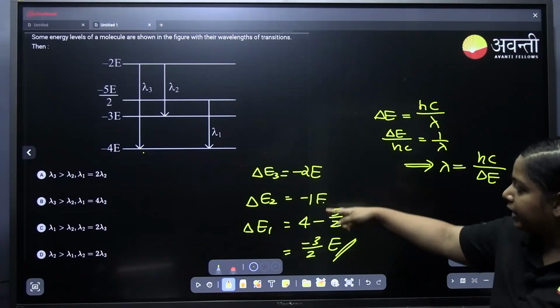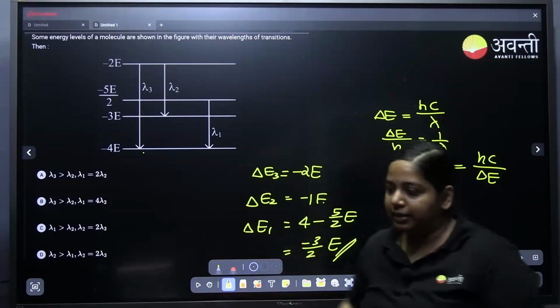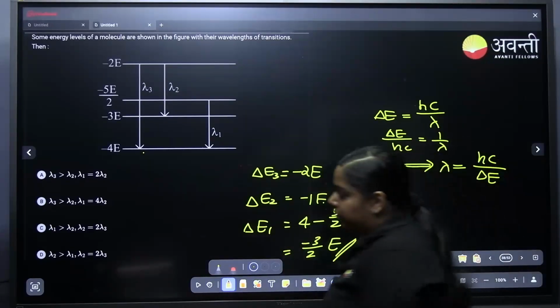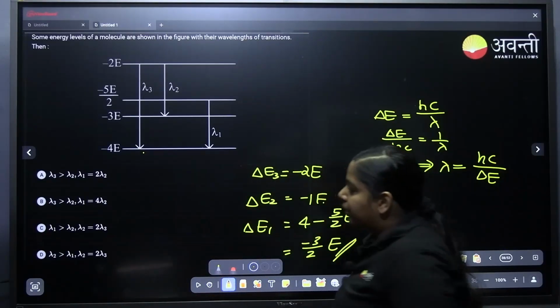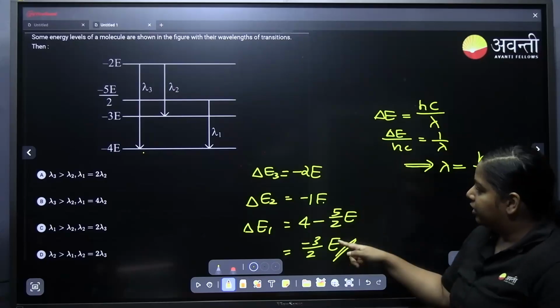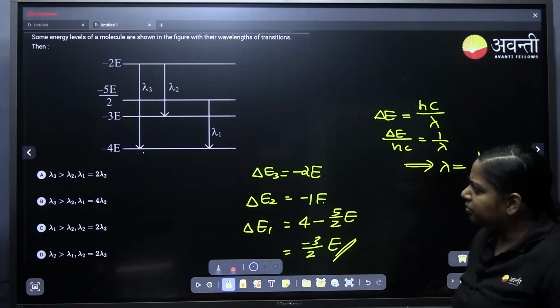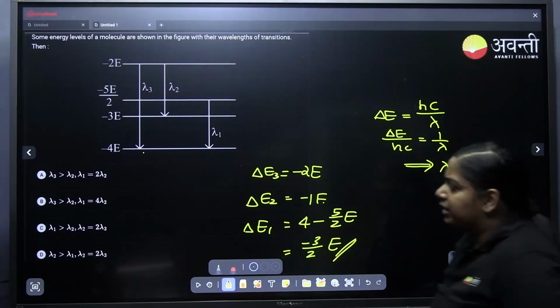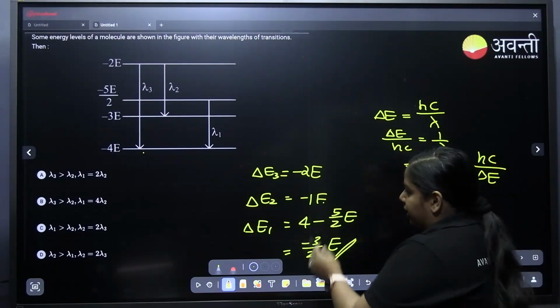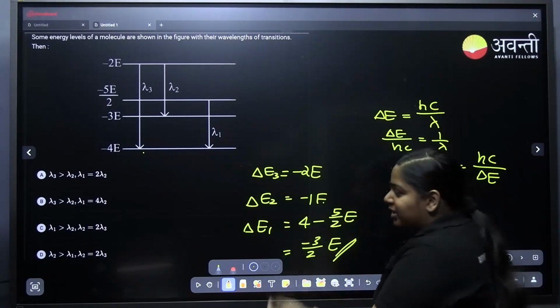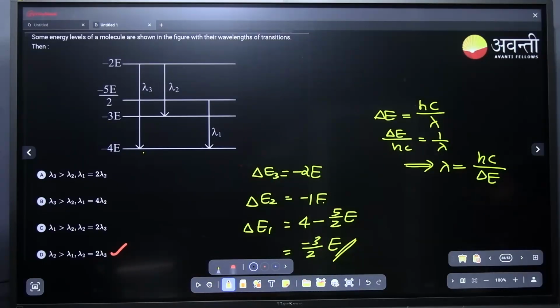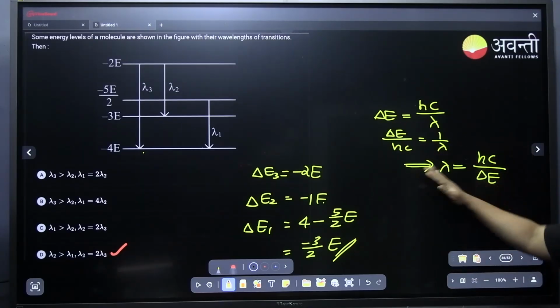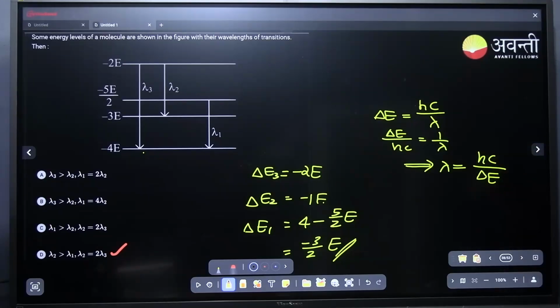Comparing to this, we can get that lambda 2 equal to 2 lambda 3. So from that only we can get either these two. Now lambda 1 or lambda 2, which is greater? From comparing to this, we can get that lambda 1 is greater, right? Sorry, lambda 1 energy is more, which means lambda 1 is less. So option D is the answer. We are finding delta E first, then comparing it with this to find lambda.